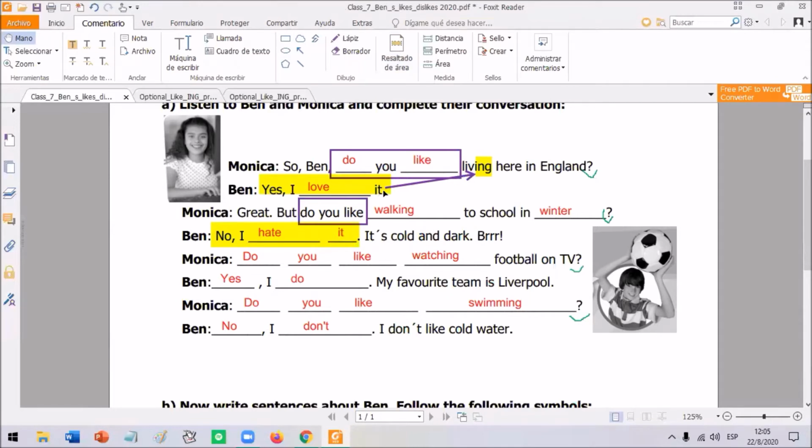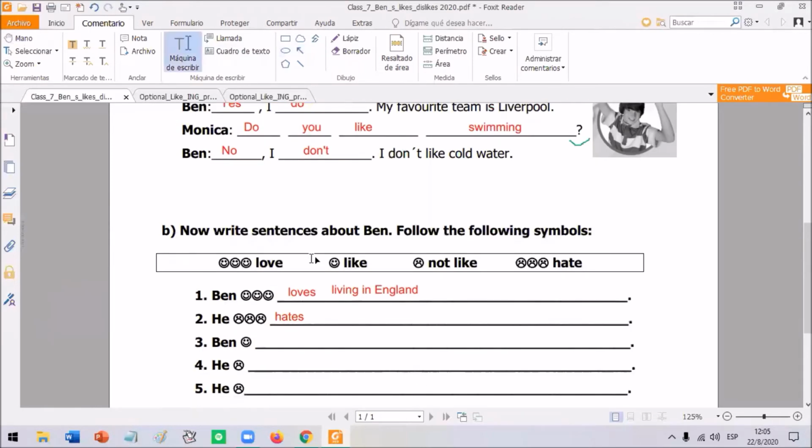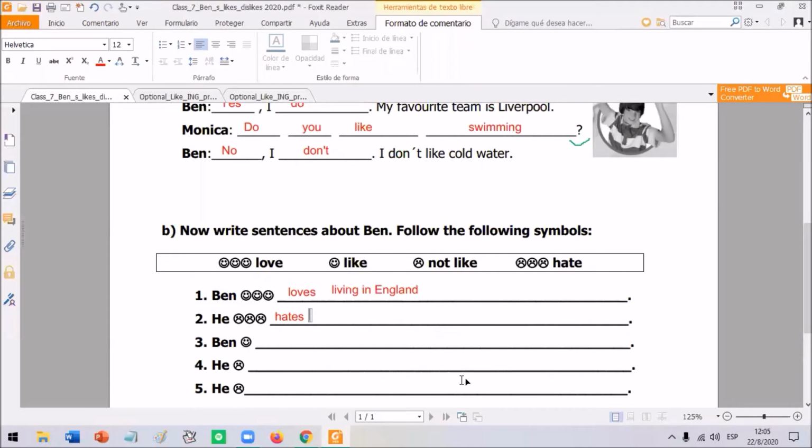De vuelta, fíjense que igual que en la primera, tenemos la palabra it refiriéndose a la acción por la que preguntó antes. Entonces, do you like walking to school in winter? No, I hate it. So I hate walking to school in winter, right? Let's write that. Ben hates walking to school in winter. All right? Well, let's see if you can help me with the next.